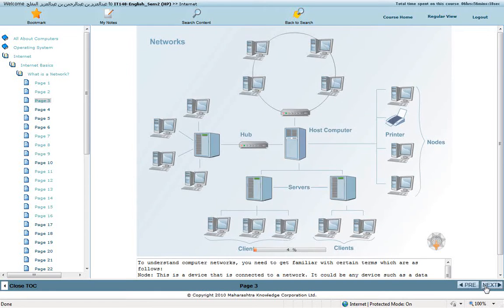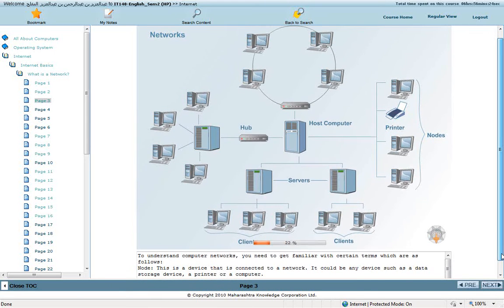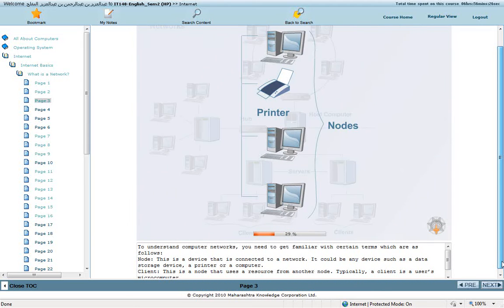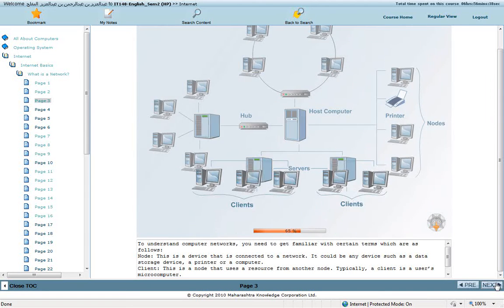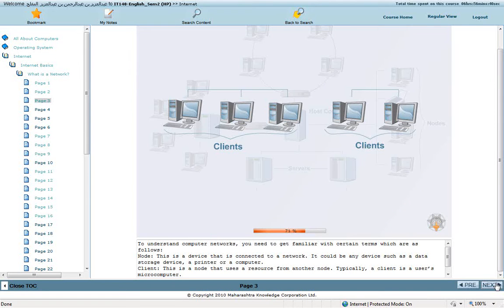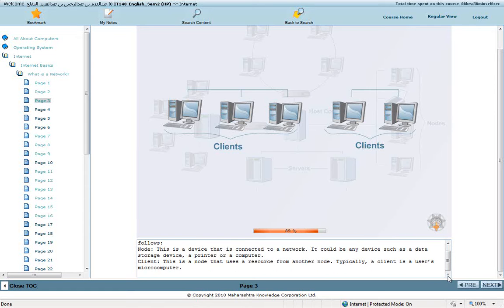To understand computer networks, you need to get familiar with certain terms which are as follows. Node. This is a device that is connected to a network. It could be any device, such as a data storage device, a printer, or a computer. Client. This is a node that uses a resource from another node. Typically, a client is a user's microcomputer.